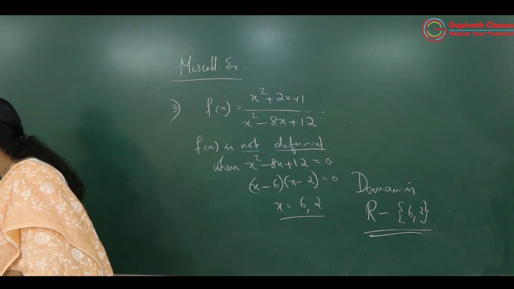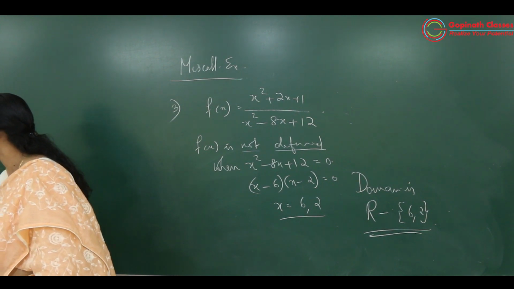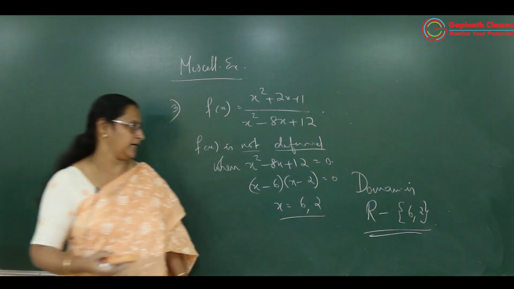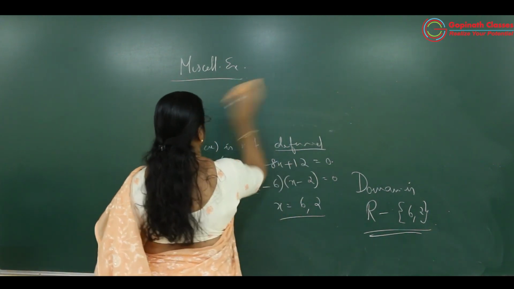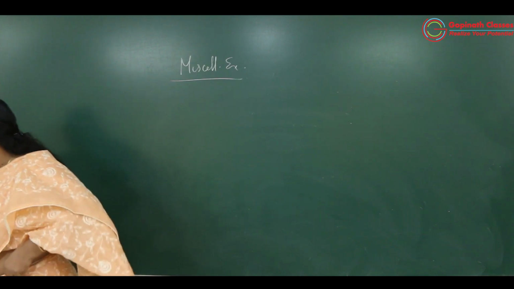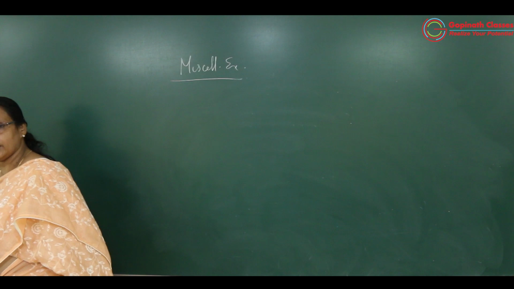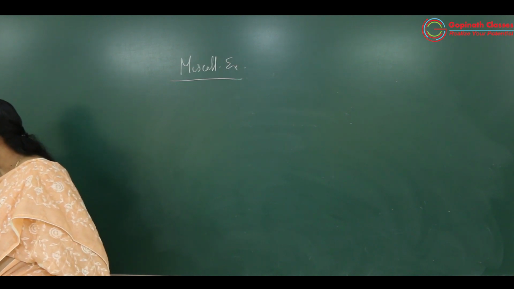Now which question is next? Find the domain and range of the real function f(x) is equal to under root of x minus 1. We have already done the under root type, so you can do it once yourself. Let's go to the fifth question of the miscellaneous example.